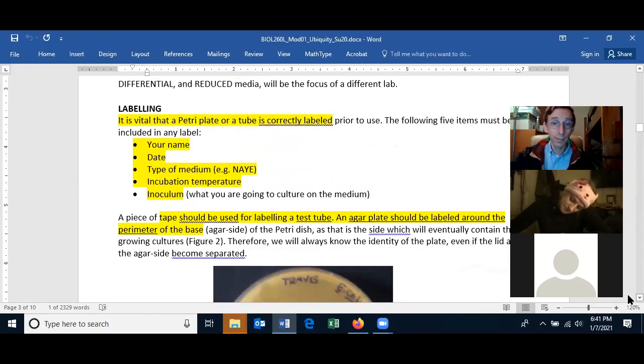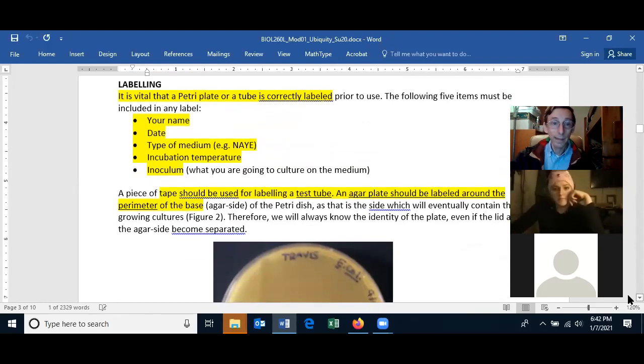When you use something in the lab, you should always make sure that it is appropriately labeled. That includes petri dishes and test tubes. And to correctly label something, you must include your name or your initials, the date, the type of medium, like you could write NAYE for nutrient agar with yeast extract. The incubation temperature is optional, and you can include that. And you should put what the inoculum is.